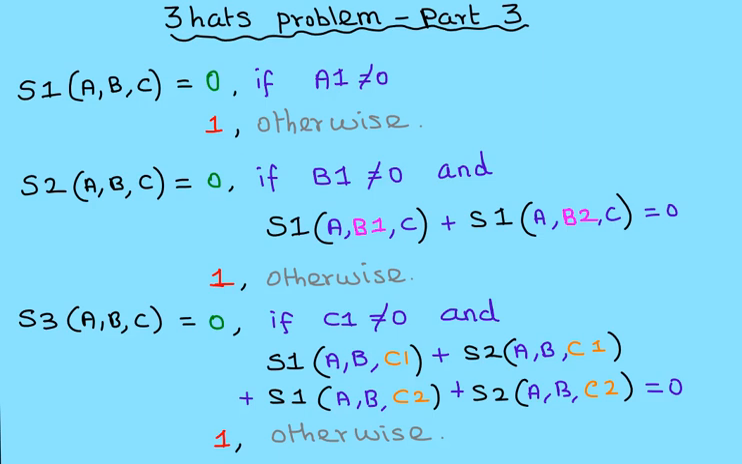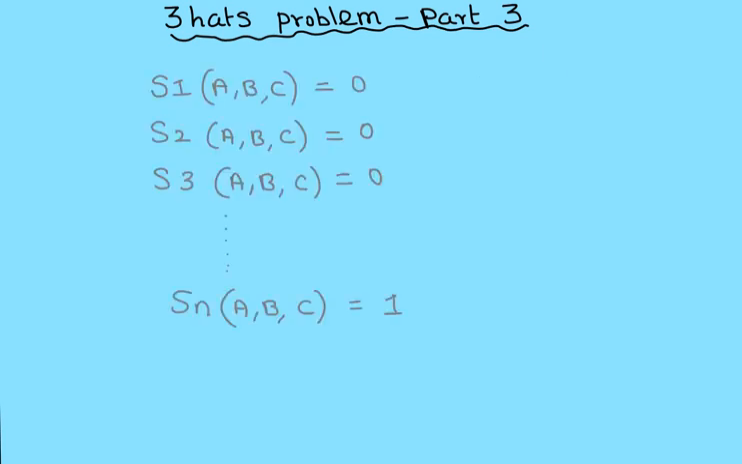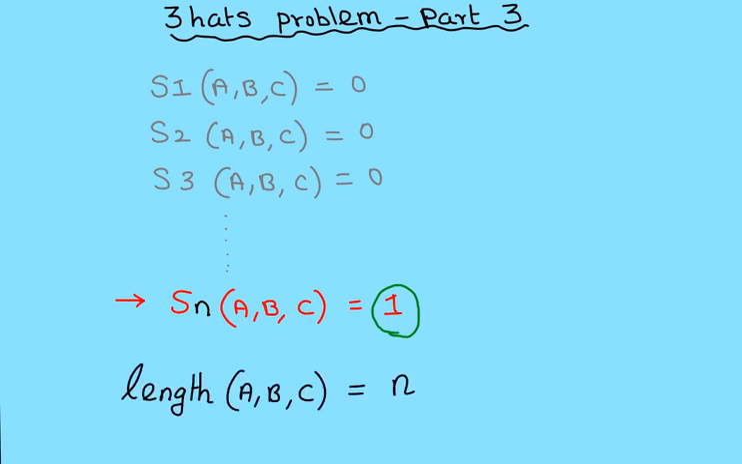So, finalizing our results for the first 3 statements, we have this, and for all the other statements, we have this. So, starting from S1 of ABC, we successively calculate the next statement's value, S2 of ABC, S3 of ABC, and so on till we get the value 1. If it is the nth statement where we get the value 1, then the conversation length is n. So we have found a way to calculate the length of ABC.